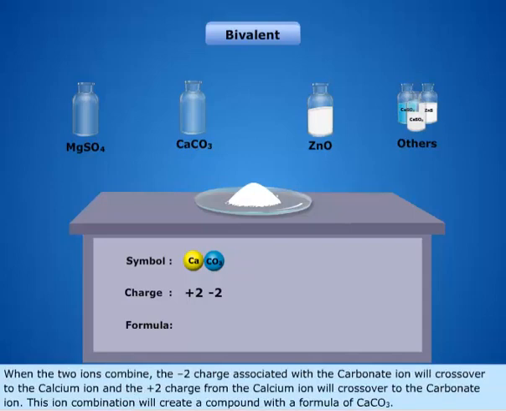When the two ions combine, the -2 charge associated with the carbonate ion will cross over to the calcium ion, and the +2 charge from the calcium ion will cross over to the carbonate ion. This ion combination will create a compound with the formula of CaCO3.